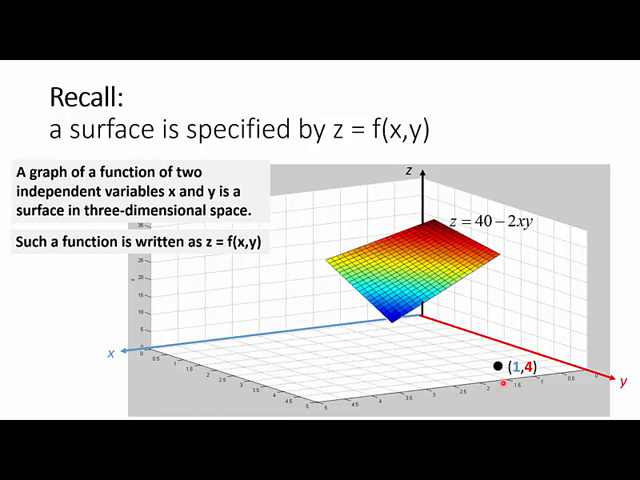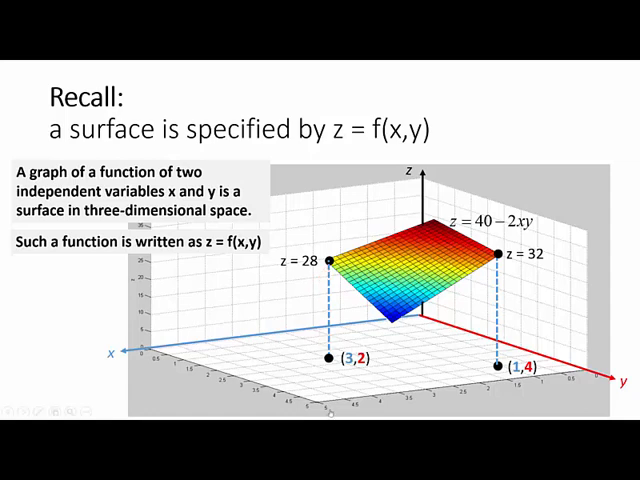For example, at this point x equals 1 and y equals 4. Substituting these values in the equation tells you that z equals 32. That is, this point on the surface is 32 units above the xy plane here. And at another point x equals 3 and y equals 2, substituting these values in the equation tells you that z equals 28. That means this point is 28 units above the xy plane.